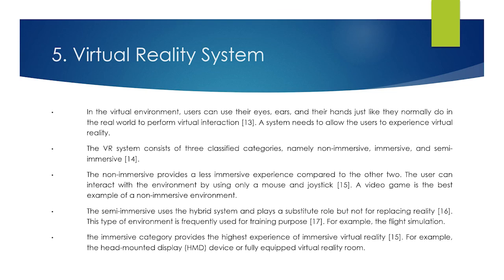Number 5. Virtual reality system. In the virtual environment, the users can use their eyes, ears, and their hands just like they normally do in the real world to perform virtual interaction. A system needs to allow the users to experience the virtual reality. The VR system consists of three classified categories, namely non-immersive, immersive, and semi-immersive.